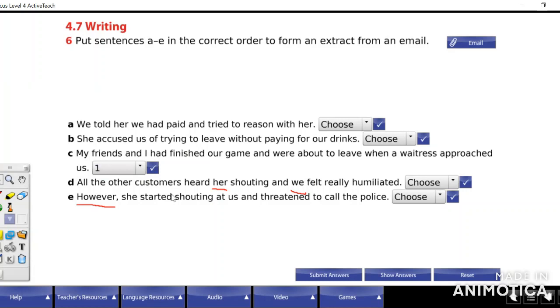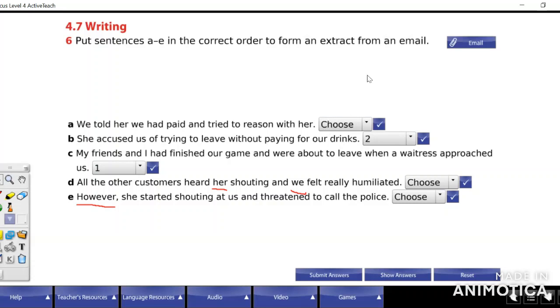My friends and I, that's who we are, had finished our game and were about to leave when a waitress approached us. So that is who she is. Then we also get a bit of extra information. What did we do? In this case, we finished our game. So the waitress approached us. That means she's coming near us. We know that from the previous exercise. So why is she doing that? Well, we need a reason, and we find that in B, obviously, she accused us of trying to leave without paying for our drinks. Accused us implies that you didn't do that. Well, in this case, that you did pay. So we're going to look for an answer that says this, and we find it in A.